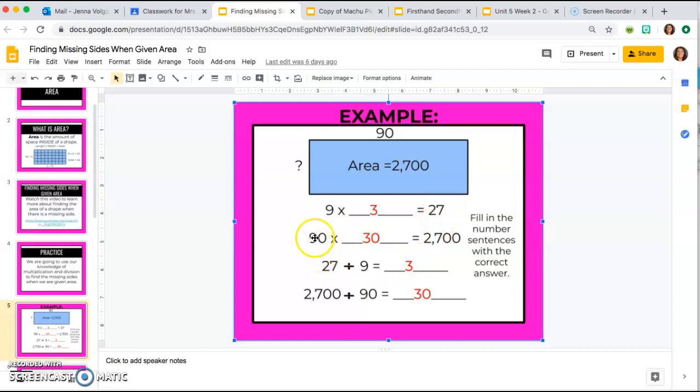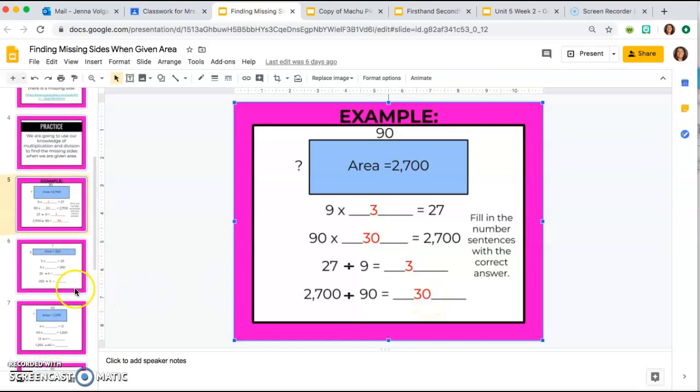And I'm going to think, well, 90 times blank equals 2,700. I have 2 zeros in my answer. I have 1 zero in 90. So that means this is going to have to be 30. Okay, then we're going to flip it into a division fact. 27 divided by 9 equals 3. So 2,700 divided by 90 equals 30.